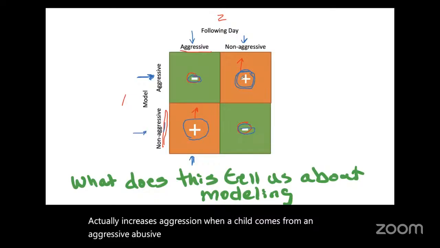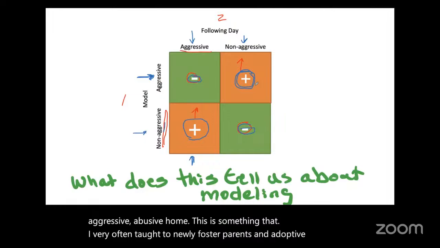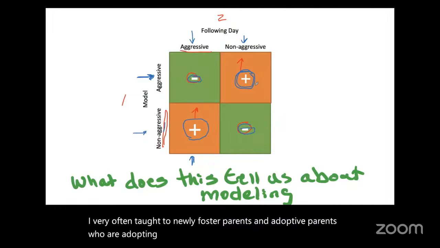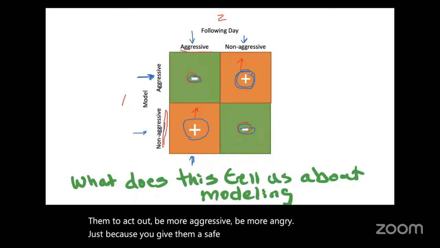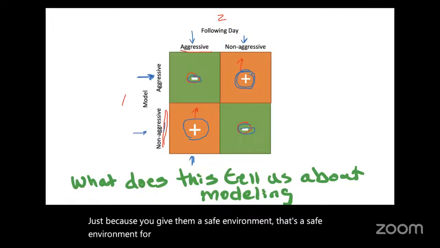This is something that I very often taught to newly foster parents and adoptive parents who are adopting abused children out of the foster system, that you should expect them to act out, be more aggressive, be more angry. Just because you give them a safe environment, that's a safe environment for them to then act out what they have learned from their previous environment.